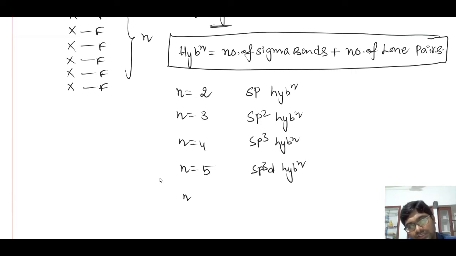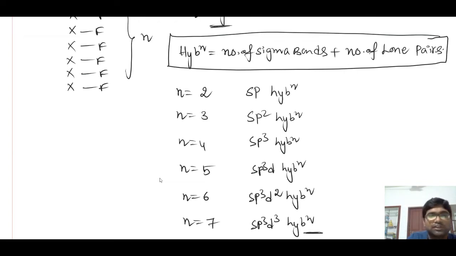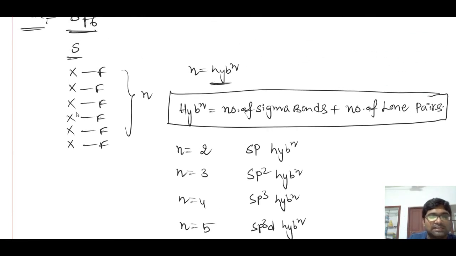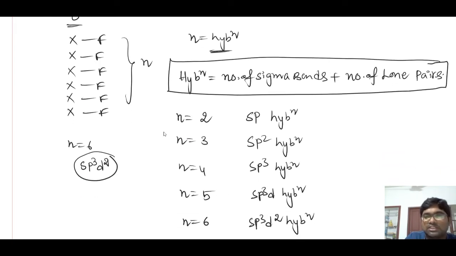If n is equal to 6, we can say it is sp3d2 hybridization. If n is equal to 7, we can say it is sp3d3 hybridization. So in this particular molecule case, the n value will be 6. If the n value is 6, we can say here sp3d2 hybridization. Okay, let us take some more examples here.